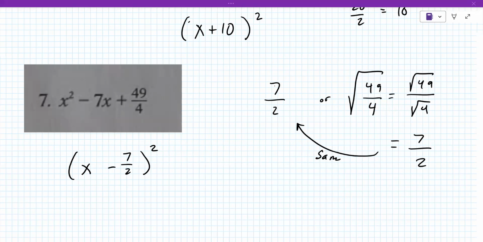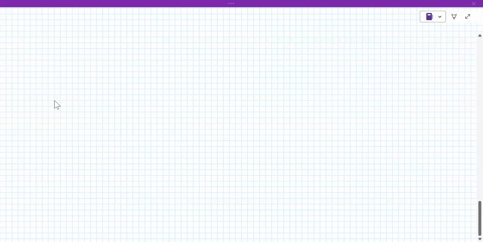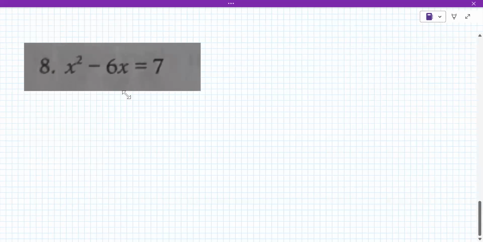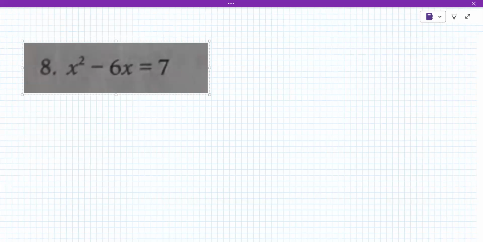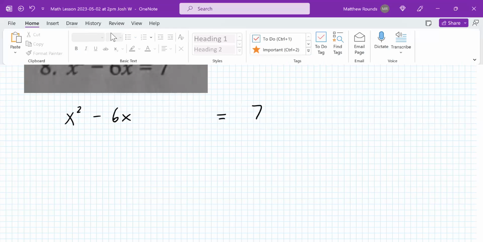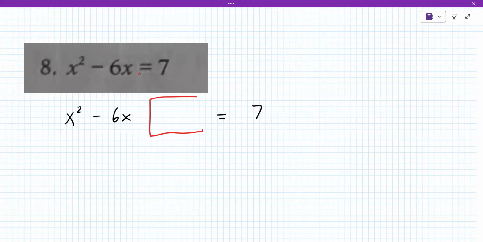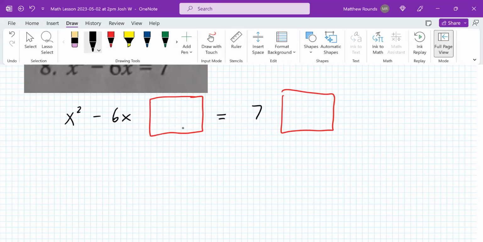All right, so we're ready for number 8. Take a breath here, because it's about to get way more difficult, unfortunately. You have to solve by completing the square. This is not set up well, so I'm going to set it up slightly differently, and then I'm going to add in a rectangle and a square, if you will. We need to figure out what goes in that square.